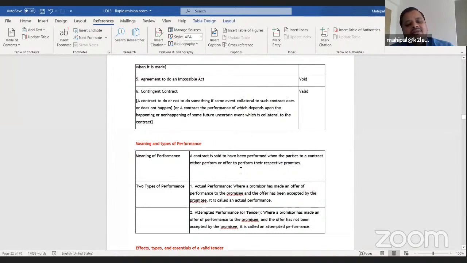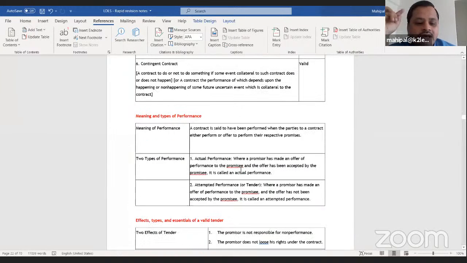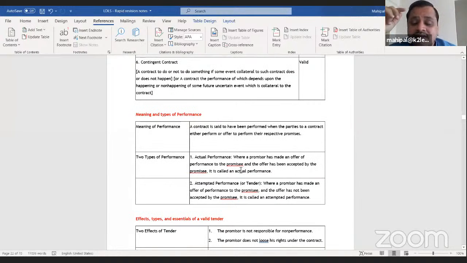Performance. Performance means fulfilling the contractual obligation under a contract. Performance can be of two types. Number one, actual performance, and number two, attempted performance. Actual performance is where the parties have actually performed the respective obligation. Attempted performance is where one of the parties is willing to perform his obligation but is not able to perform because the other party is not willing to accept the performance. Clear? Great. Dear friends, any doubt?